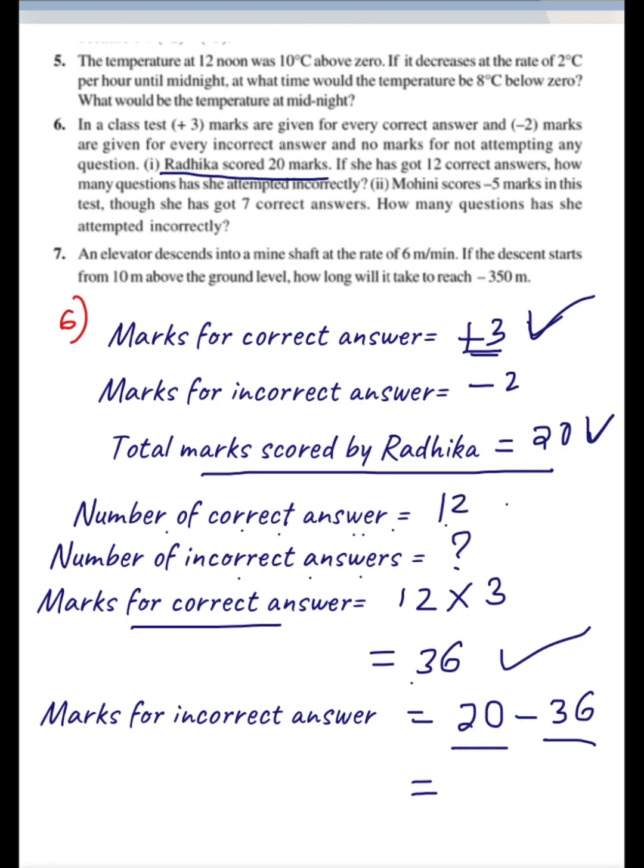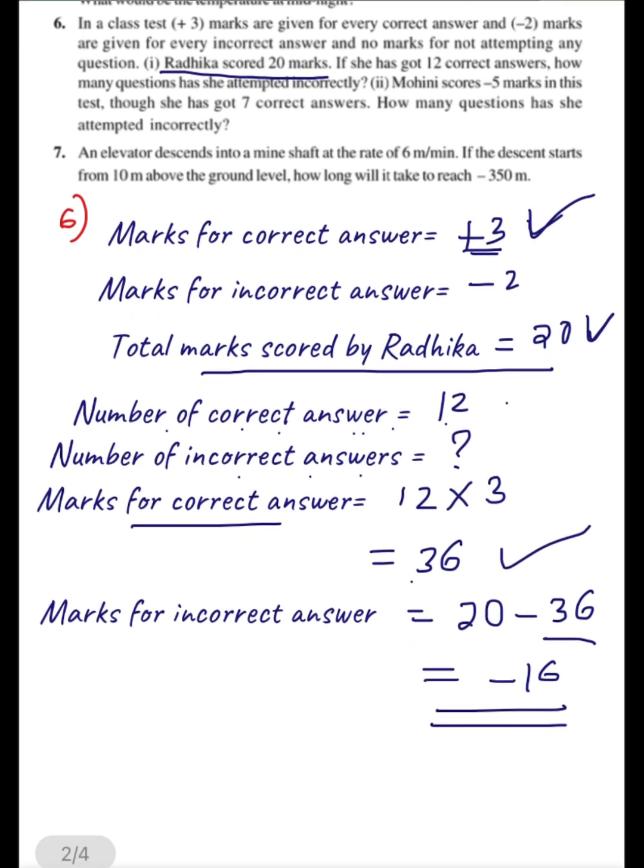So what is 20 minus 36? It is minus 16. Okay, minus 16. So minus 16 will be the marks she got, that is, the marks Radhika got for incorrect answers will be minus 16. But our question is, what is the number of incorrect answers? So it's very easy to find the number of incorrect answers.